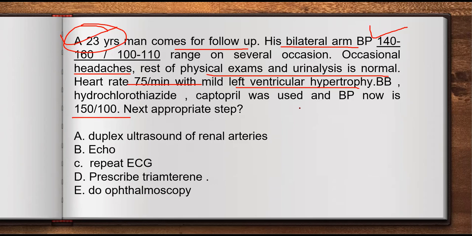This sort of resistant hypertension in a young patient usually comes from an underlying renal artery stenosis. Renal artery stenosis is usually very resistant. Even if you give a lot of antihypertensives, it may not be totally controlled. That's one of the very common findings of renal artery stenosis. To diagnose renal artery stenosis, we do a duplex ultrasound of the renal arteries. Okay.